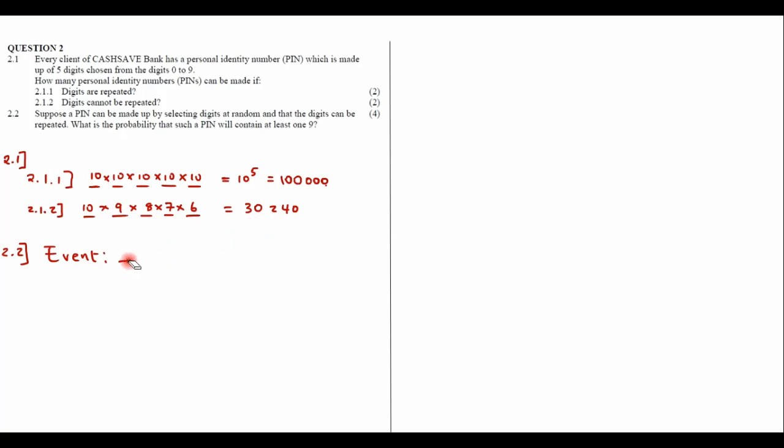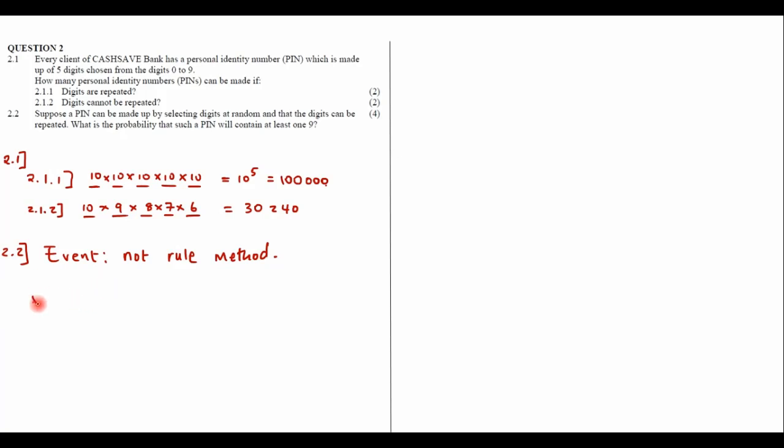Now this is where the not rule comes in. This is what we call the not rule method that you're supposed to use here. The not rule method works like this: if we are given a restriction and we're told at least one, there's no way we can tell which place to put it in. What we need to do is ask ourselves how many ways we can make our pin if there is no 9 at all.